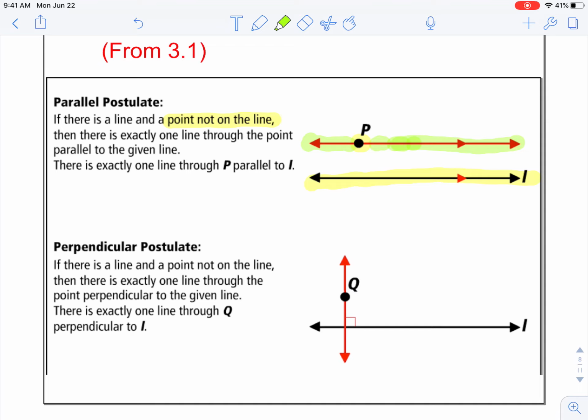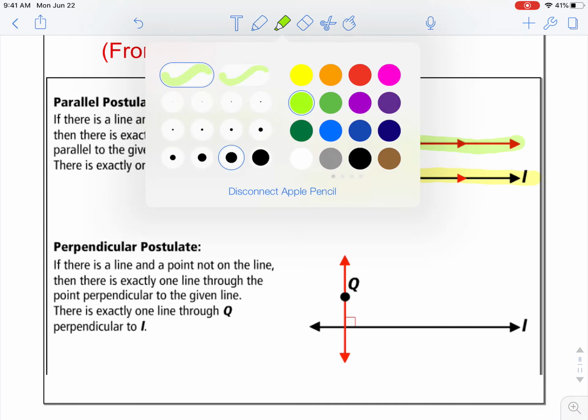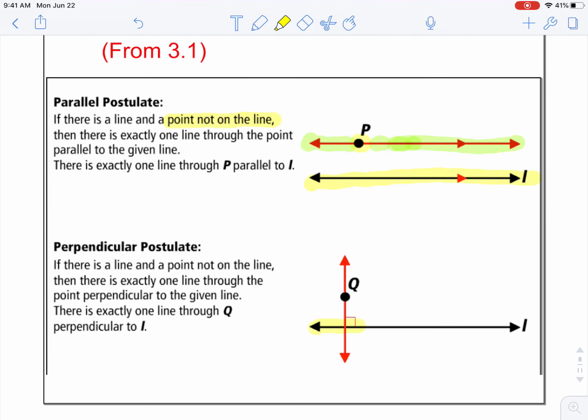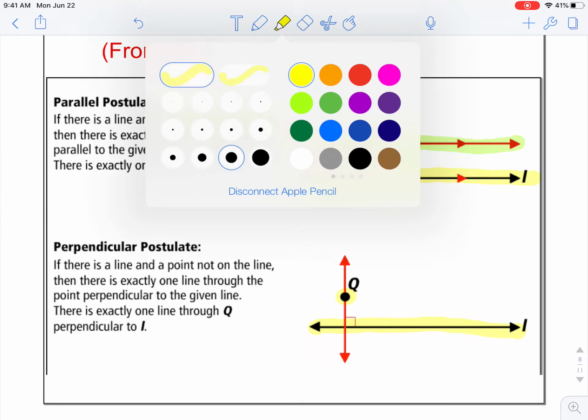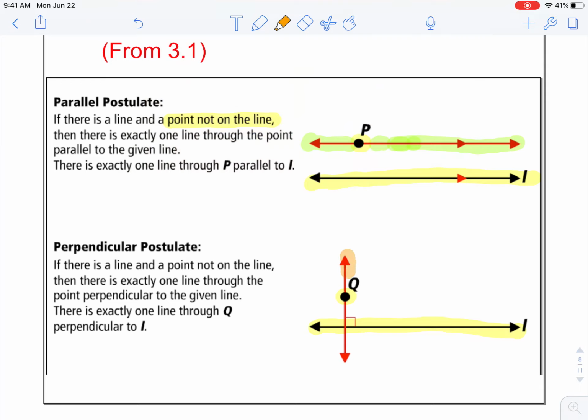And the perpendicular postulate says if there is a line and a point not on the line. So again, we're starting with the same scenario. So if there is a line and a point not on the line, then there's exactly one line through the point that's perpendicular to the given line. So that this is the only line that would be perpendicular that goes through that point and perpendicular to the given line. So those things are pretty important, and they come up at times when we're proving different things and just when we're trying to solve problems.